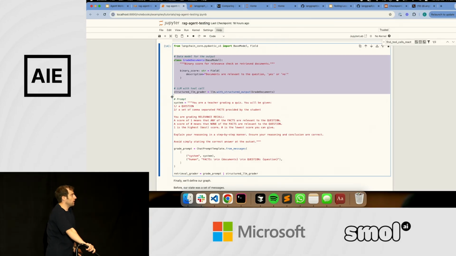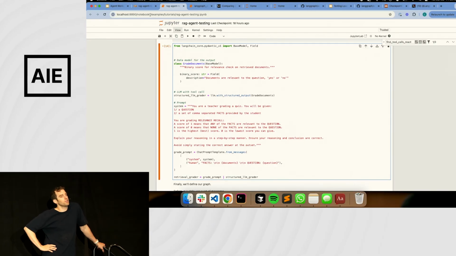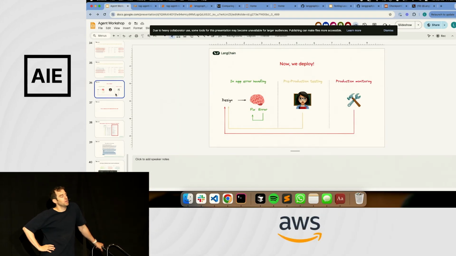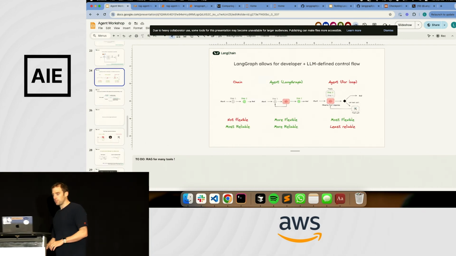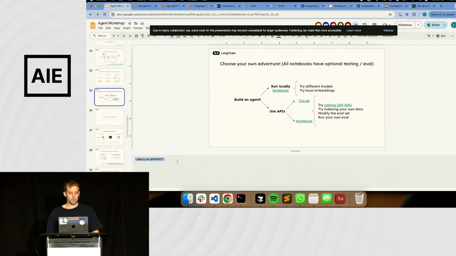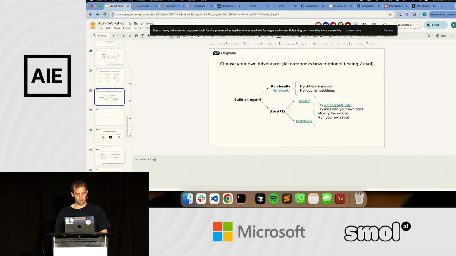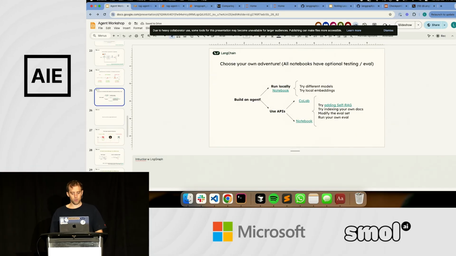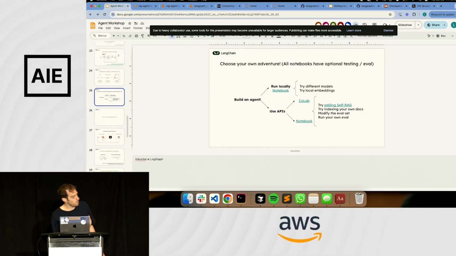And I do agree that instructor is really nice for that kind of schema validation and error correction. Plug and play. I'm going to make a note of that. That's a really good choose your own adventure case. Where should I put that? Try instructor with LangGraph for grading. Yeah, I like that a lot.